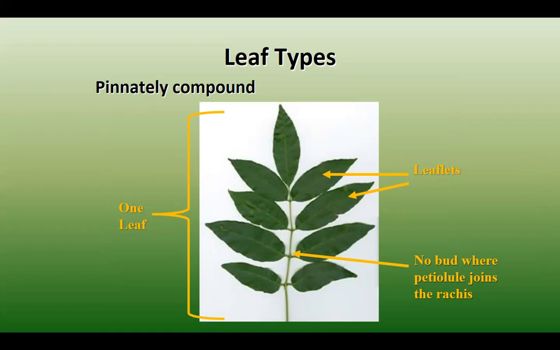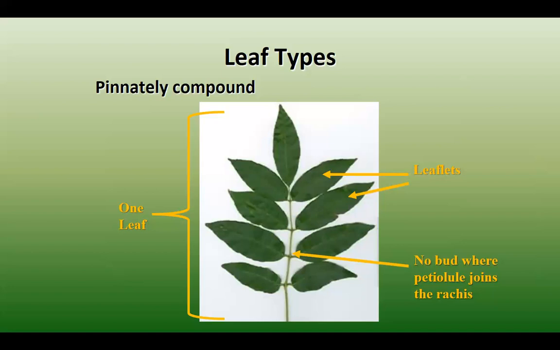And how can we tell where we have that division between a leaflet or a leaf? A leaf would have a bud at its base. So in this case, each one of those leaflets, if you looked at the base of where the petiole attaches to the rachis, you would find a bud right there if that was a leaf. But in this case, there's not a bud.